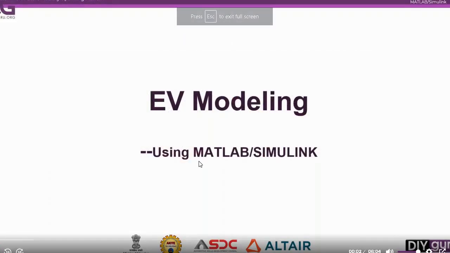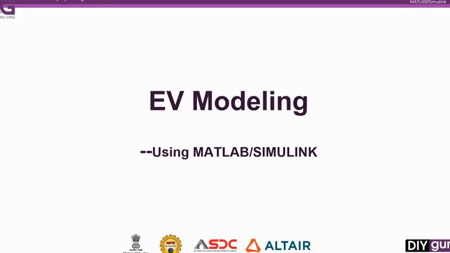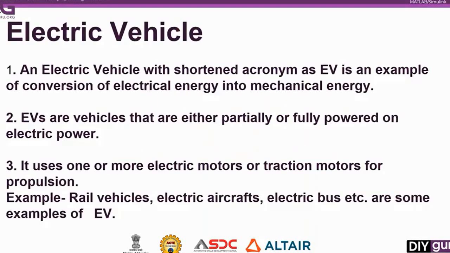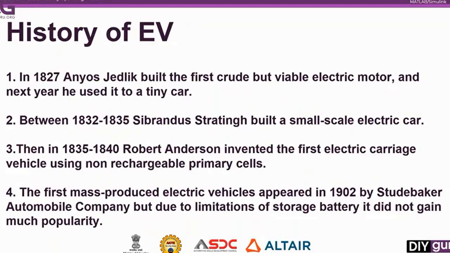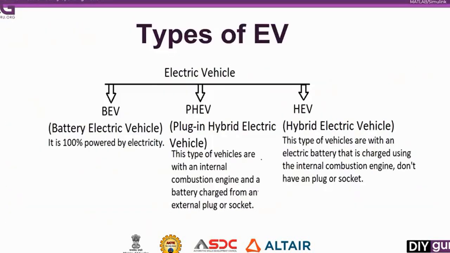We have started with the modeling of electric vehicle using MATLAB and Simulink, but before that we wanted to give you a very brief understanding of what electric vehicles are. So we have covered a general topic on what is electric vehicle, history of electric vehicle, and we have seen some types of electric vehicles. So electric vehicles can majorly be classified into three groups. One is BEV, battery electric vehicle; PHEV, plug-in hybrid electric vehicle; HEV, hybrid electric vehicle.